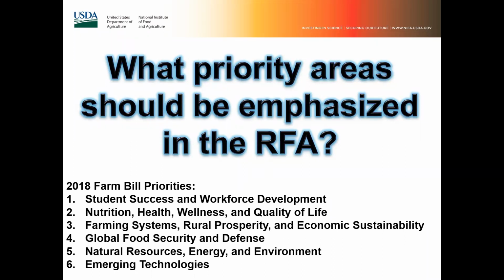I'm sorry, for West Virginia State University, could you just list out the Farm Bill priorities one more time? I want to make sure I have them in the right order. Yes, we'd like to continue with the three centers that we have in place, student success and workforce development, farming systems, rural prosperity and economic sustainability, global food security and defense, number three, followed with natural resources, energy and environment, nutrition, health, wellness, and quality of life, and last, emerging technologies. Okay, perfect. Thank you.